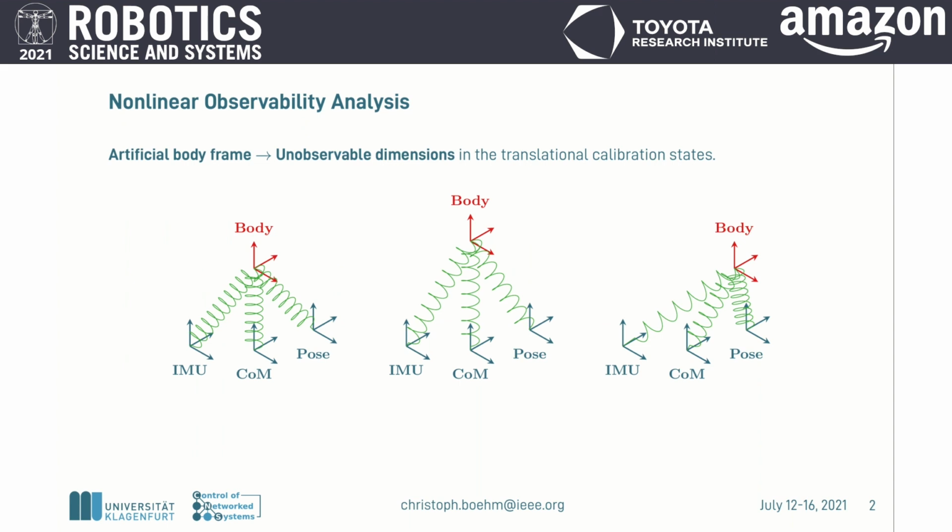As stated before, using the artificial body frame results in unobservable dimensions in the translational calibration states. This is the result of different configurations having the same result in the estimation. The green springs connecting the body frame with the others visualize this fact. Our approach does not show such unobservable dimensions.